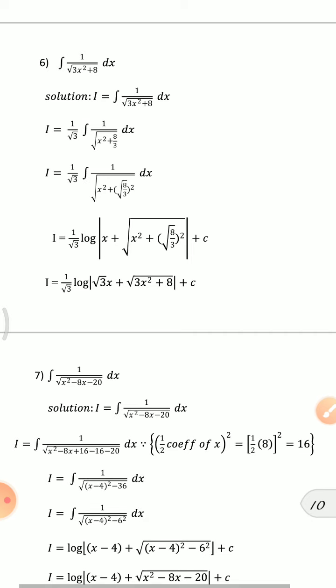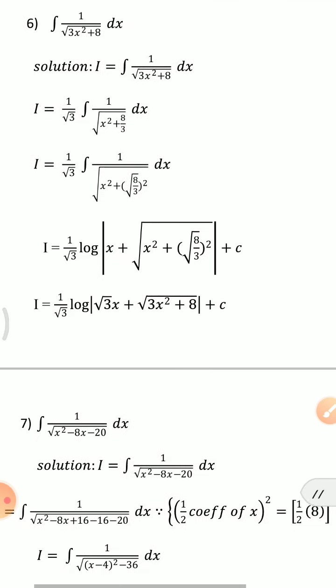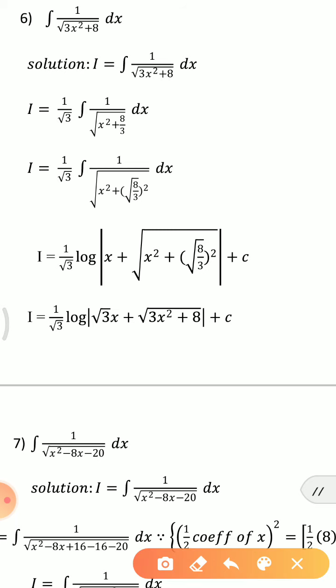Next question, question number 6. Integration of 1 upon under root of 3x square plus 8. So the solution: I is equal to integration of 1 upon under root of 3x square plus 8 dx, that is I is equal to 1 upon under root of 3, integration of 1 upon, taking 3 as constant, that is under root of 3, 1 upon root 3 integration 1 upon under root of x square plus 8 by 3 here.